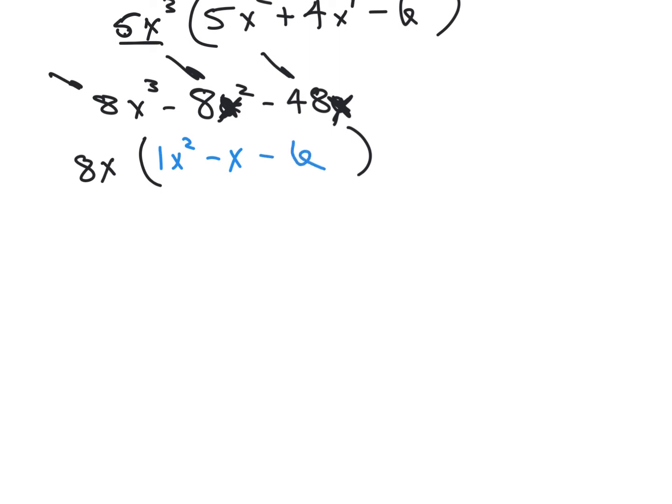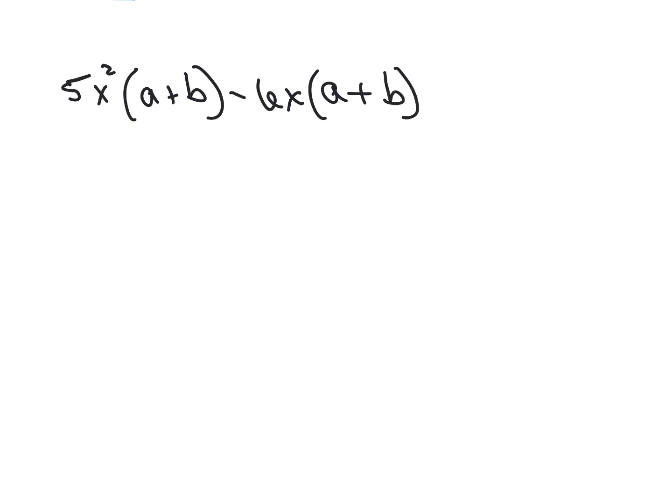So do you see where this 8 goes into 8 1 time, 8 goes into 8 1 time, which I guess I could put a 1 there. And then I've got 8 goes into 48 6 times. So my final answer is 8x times the quantity. I don't really need the 1s there. I can just leave those as x squared minus x and call that good. So I factored out an 8x.